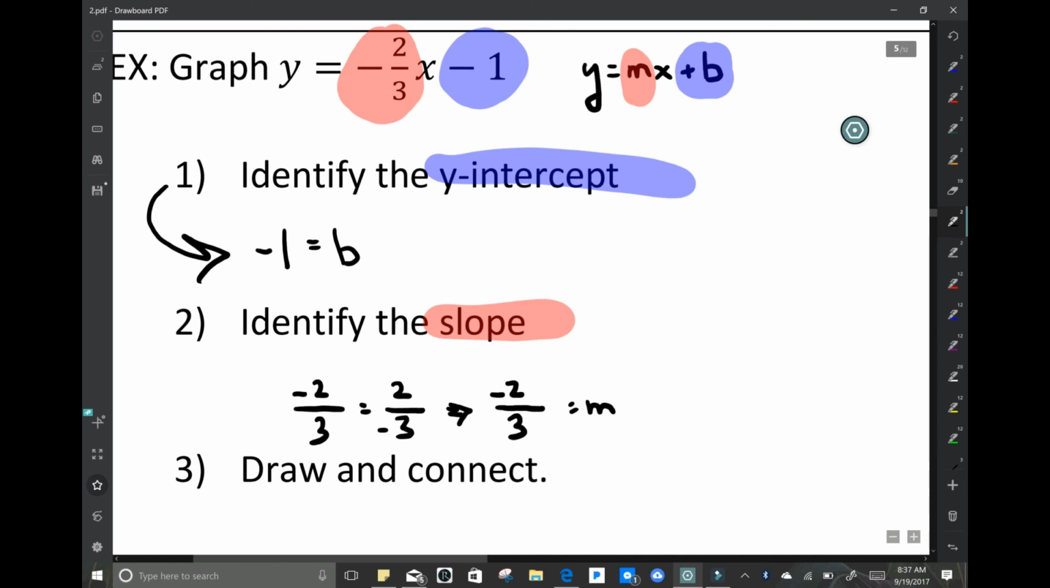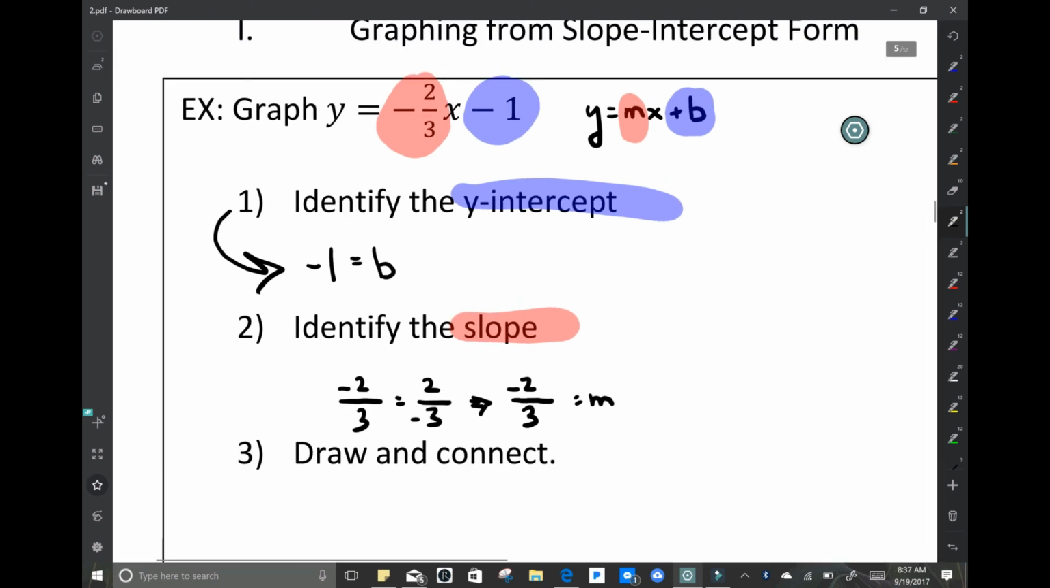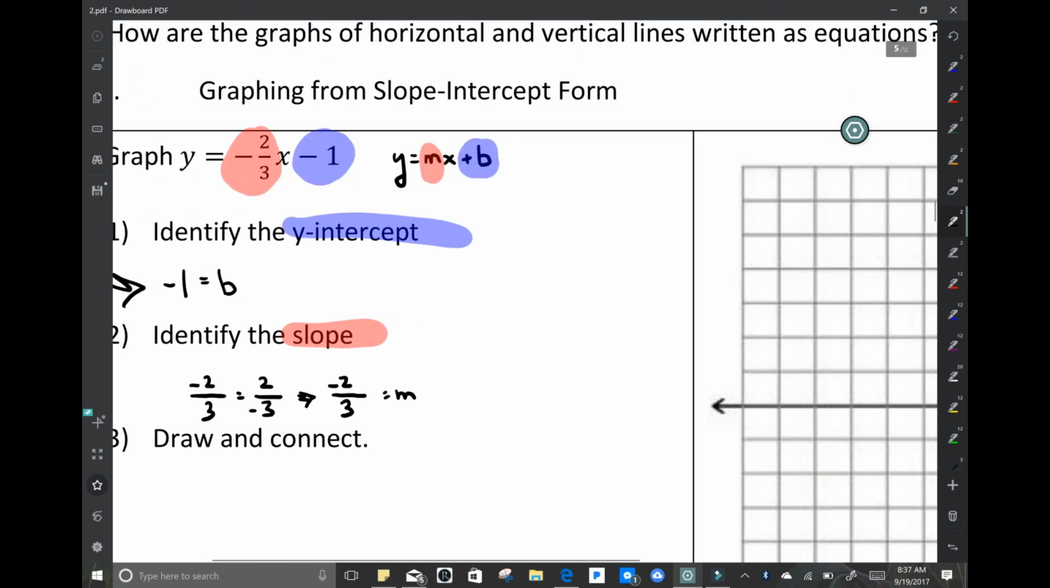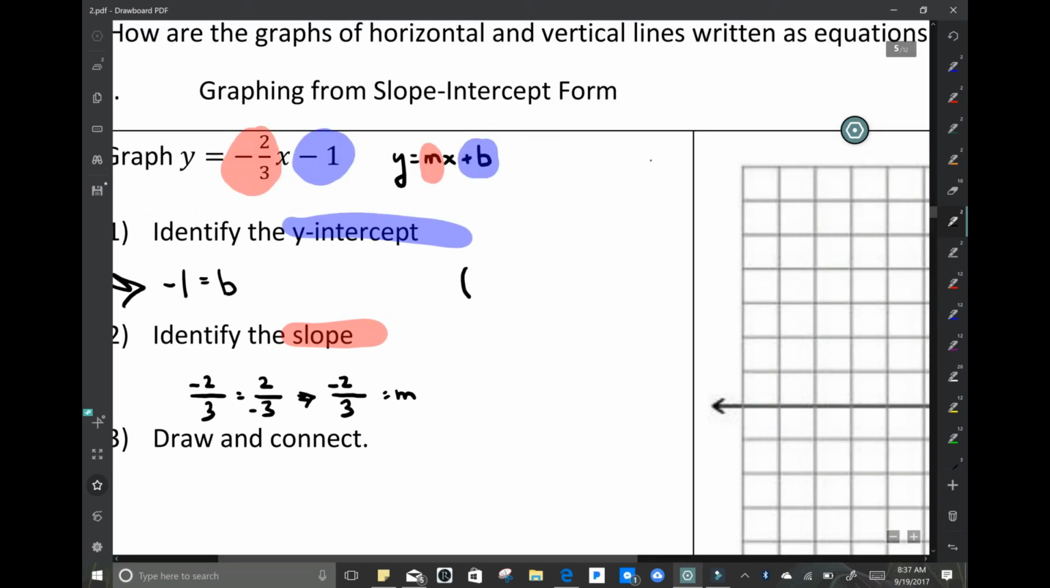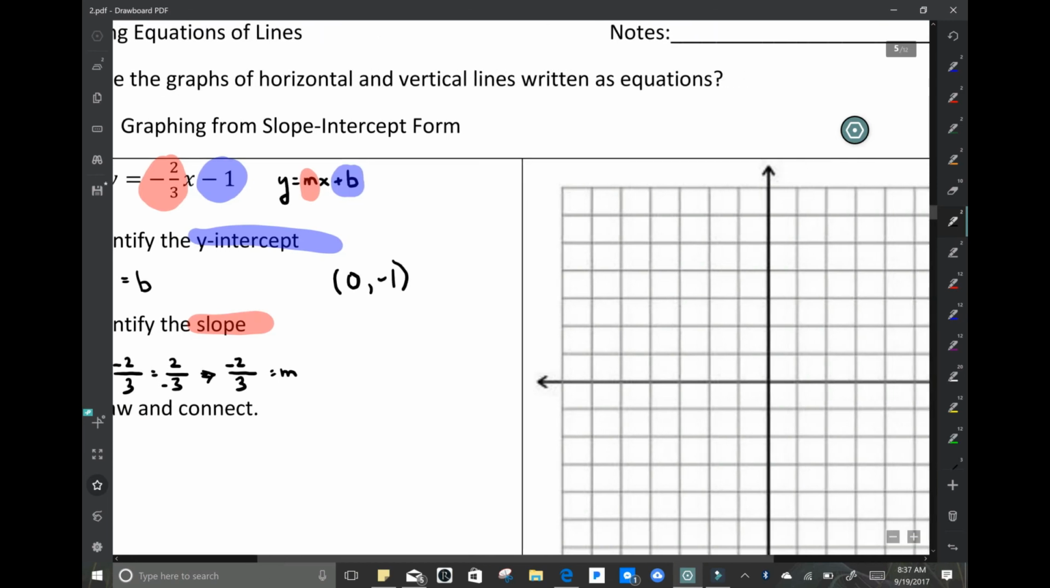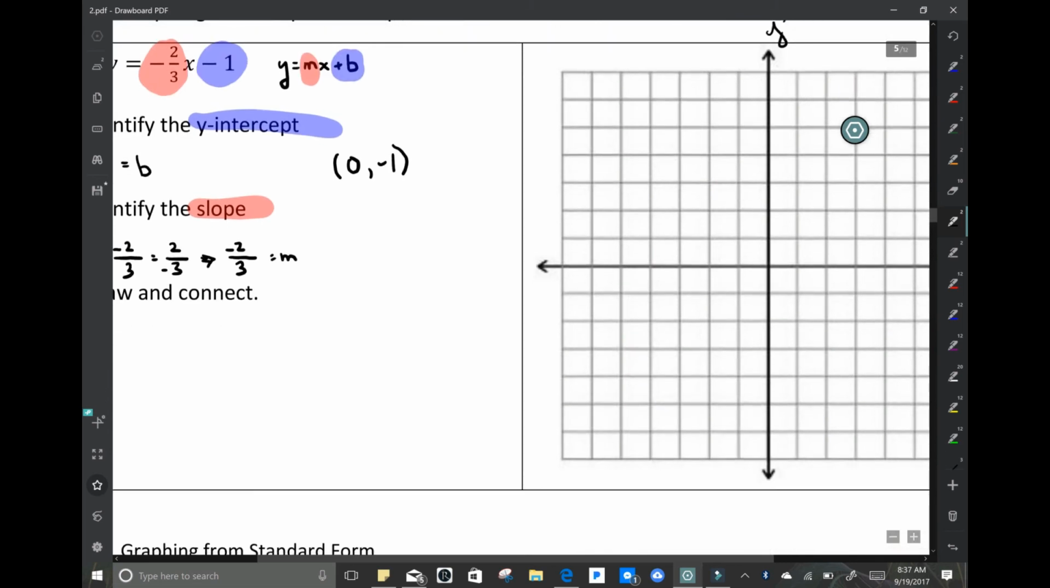Once you know the y-intercept and the slope, all you have to do is plot the points on your graph. It's pretty easy. The y-intercept is always going to be at the point where x is 0, comma, negative 1. It's going to cross the y-axis because it's the y-intercept. The y-axis is the vertical axis, and it's going to cross at 0, comma, negative 1. Right there, okay?